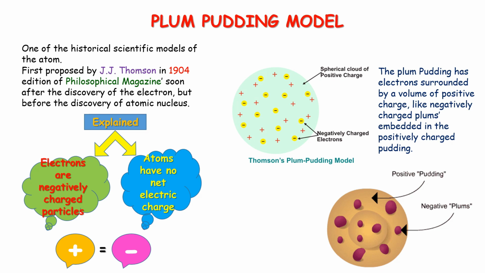According to this model, electrons are surrounded by a volume of positive charge, like negatively charged plums embedded in positively charged pudding. Just like plums in the pudding. Well, students, what is your opinion on that? Do you agree with Thomson? Is it the best possible structure for an atom?